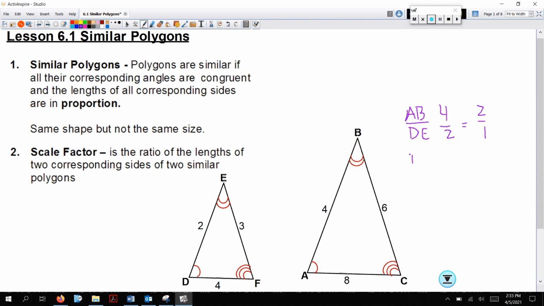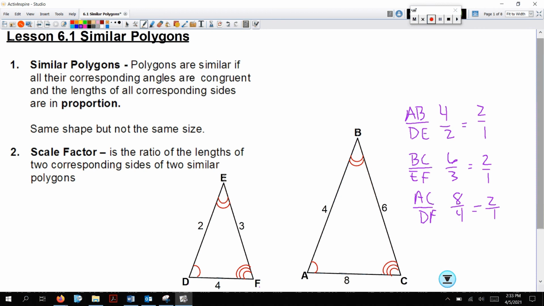So if we look at BC, we're setting up a scale factor. This is the scale factor. BC corresponds to EF, and that is 6 over 3, which again is 2 over 1. And the last side I have to check is AC, that corresponds to DF. AC is 8, DF is 4, 8 over 4 is again 2 over 1.